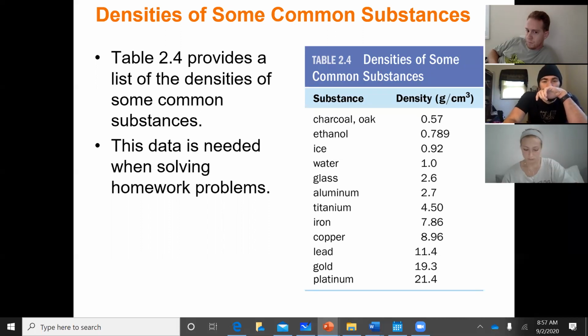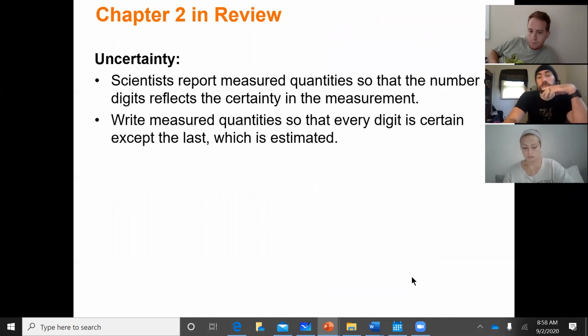Things that are more dense, glass, aluminum, titanium, all the metals are going to have a more dense quality to them. Platinum, really expensive material and also very, very dense. So in order to make a platinum ring, looking at these two things, a platinum ring is going to require a lot more platinum than if you were to make a gold ring. So not only is platinum expensive, but you need more of it in order to make the same shape ring.